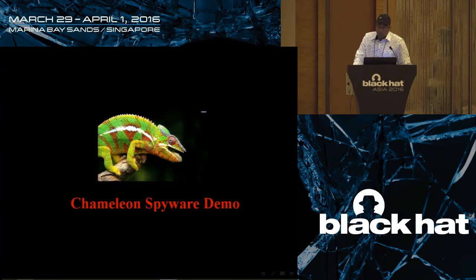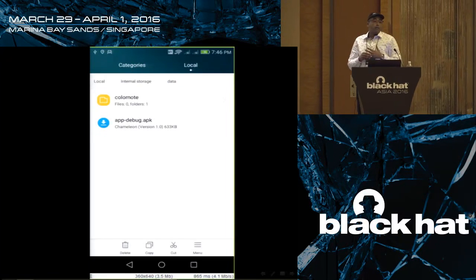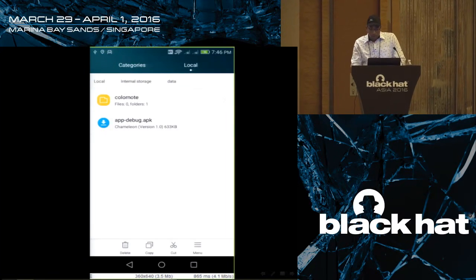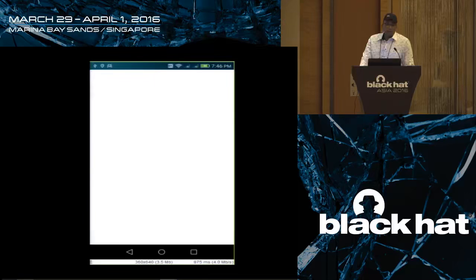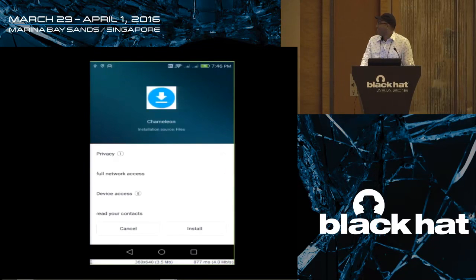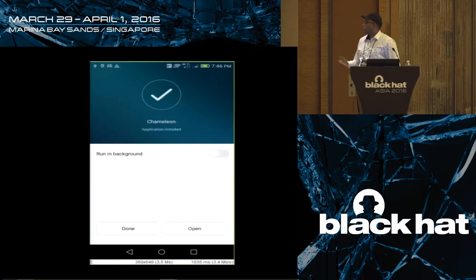So now we will see the demo for Chameleon Spyware. Now we have already gained access to the victim's cell phone, and I already downloaded the Chameleon Spyware application, and then I will install it. Here is the Chameleon Spyware application. Now we have physical access to the victim's cell phone. Now we're installing our Chameleon Spyware application.